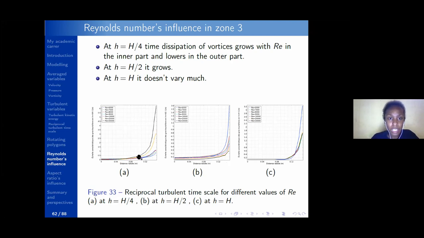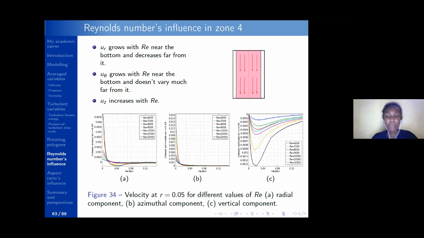At h equals h dot 4, the time dissipation of vortices grows with Reynolds number in the inner part here, and it lowers in the outer part. At the half of the free surface height, it grows, and it doesn't vary very much at the free surface.